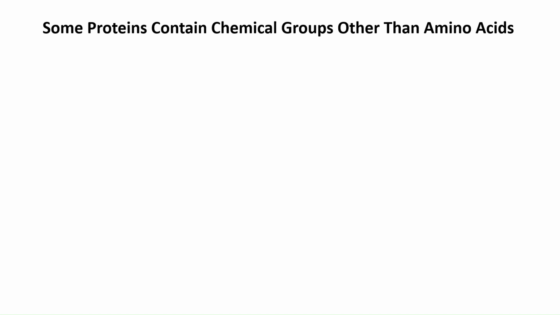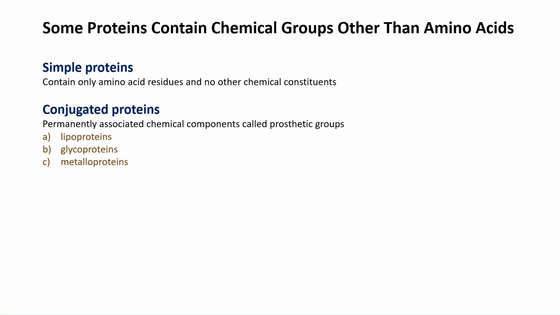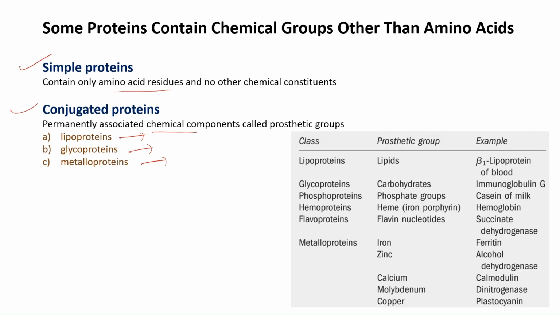There are some proteins which contain other groups also, apart from amino acids. So the proteins that contain only amino acid residues are called simple proteins. If they are associated with other chemical components, we call them conjugated proteins. Now, conjugated proteins fall into three categories. Lipoproteins, that means proteins associated with lipid. Glycoproteins, proteins associated with carbohydrate. Metalloproteins, proteins associated with metal ions. This table shows classes of proteins, the prosthetic groups attached to those proteins, and their examples.